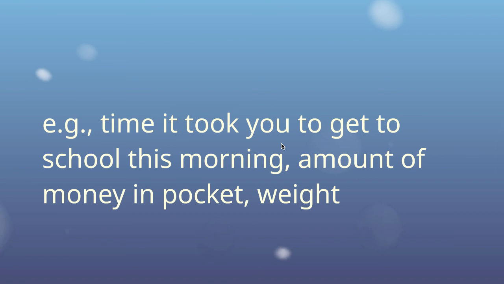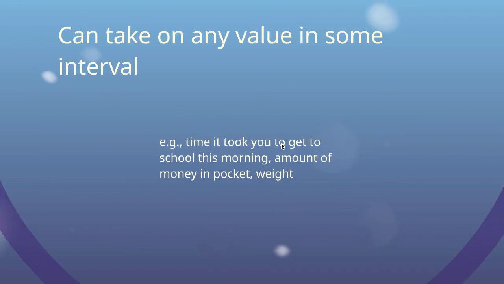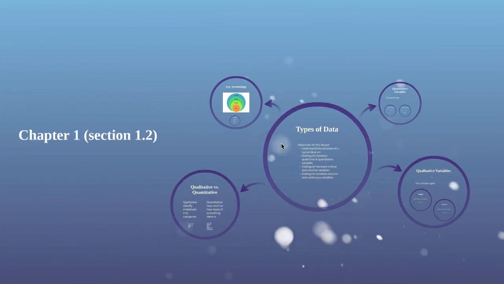Same thing with weight. If we're looking at some scales, they can be actually quite precise and even give you decimals with your weight. So it could be 130.5, 130.7, and so on. Okay, so there it is. Those were the 4 objectives for section 1.2 of chapter 1.